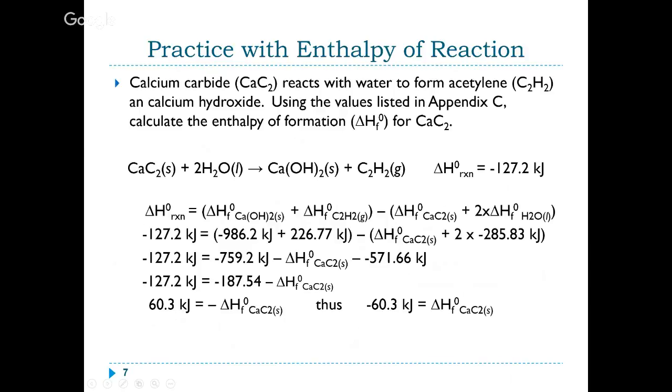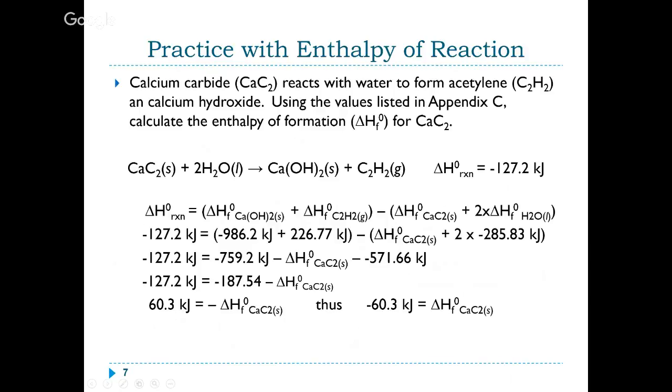So delta H naught reaction equals the enthalpy of formation of calcium hydroxide plus the enthalpy of formation for acetylene. Then we subtract out the enthalpy of formation of calcium carbide plus 2 times the standard enthalpy of formation for liquid water. And we pay attention because water is listed as a solid, a liquid, and a gas. And of course, the enthalpy changes with your state of matter.